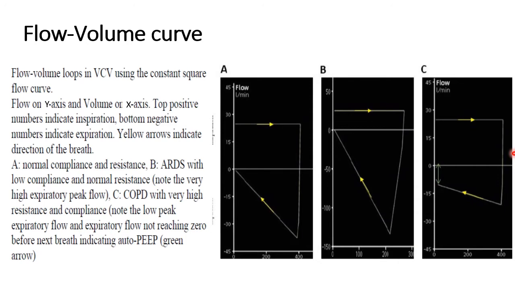In this example here, that's a patient with an obstructive airway disease or COPD. And again, you can notice the expiratory flow is very low and the expiratory decay goes very slowly and the breath ends here, not reaching zero, creating what we call auto PEEP, which we'll be talking about in the next slides.